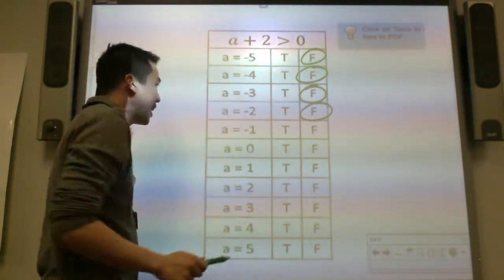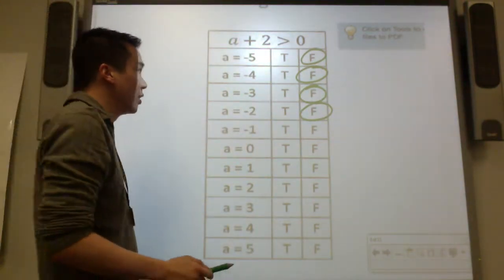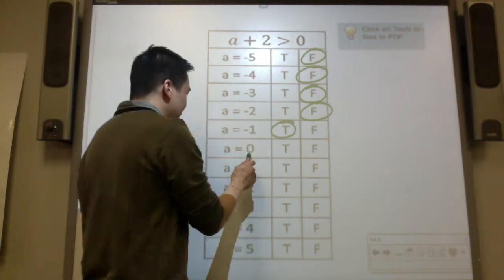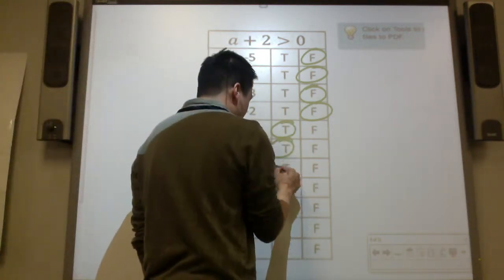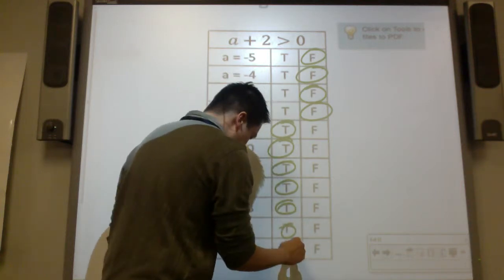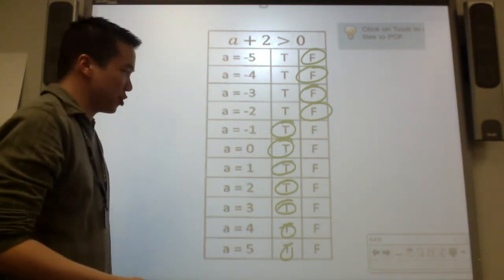If I plug in negative 1 plus 2, that's 1. Is 1 greater than 0? It is. If I plug in 0, 0 plus 2 is 2. Is 2 greater than 0? It is. So all of these will be true. Why? 5 plus 2 is 7, which is greater than 0.